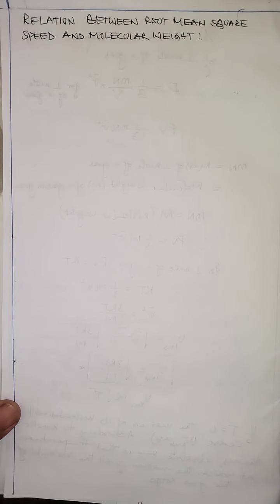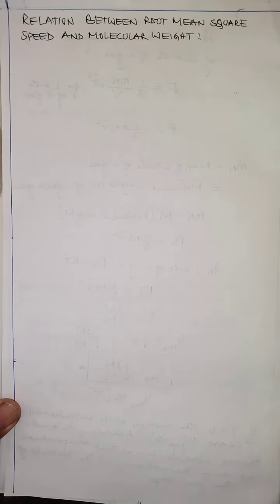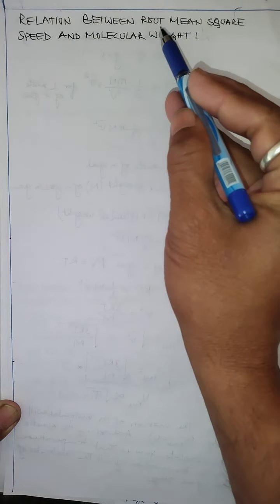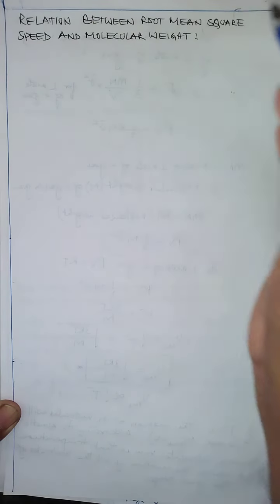Now children, we derive a relation between root mean square speed and molecular weight for different gases, and this is the last topic that we learn in today's class. But it is an important relation where we can solve some numericals also. The relation between root mean square speed and the molecular weight.